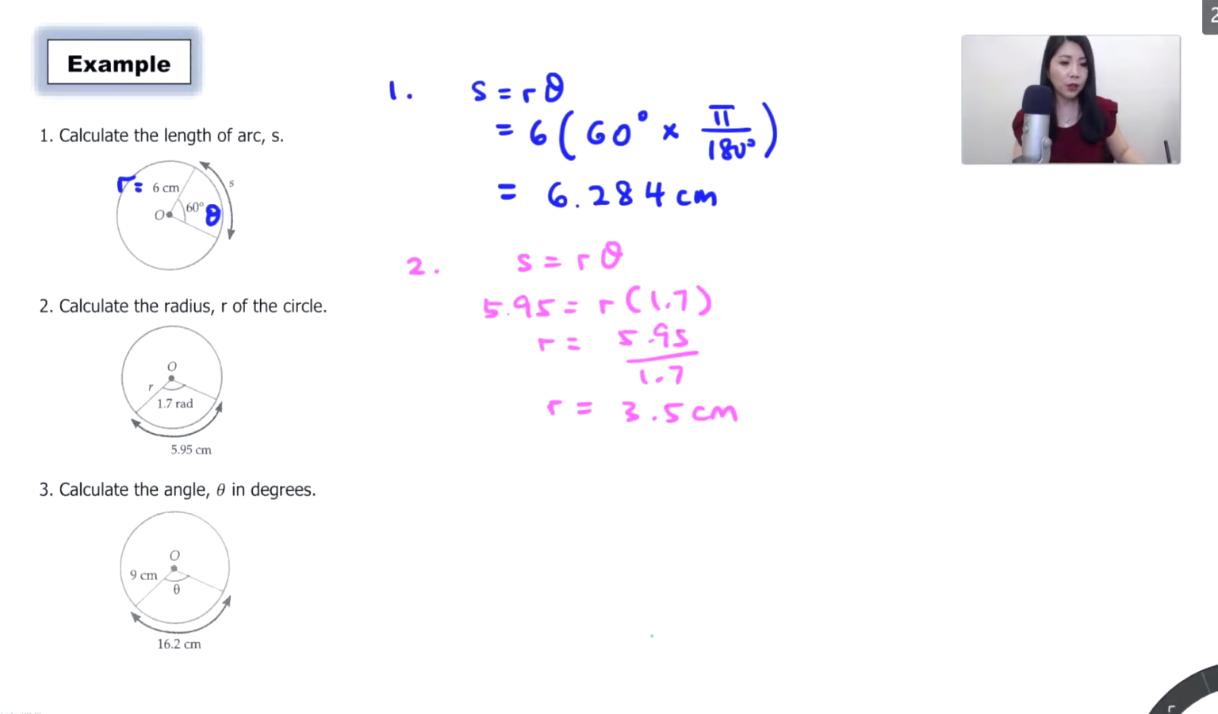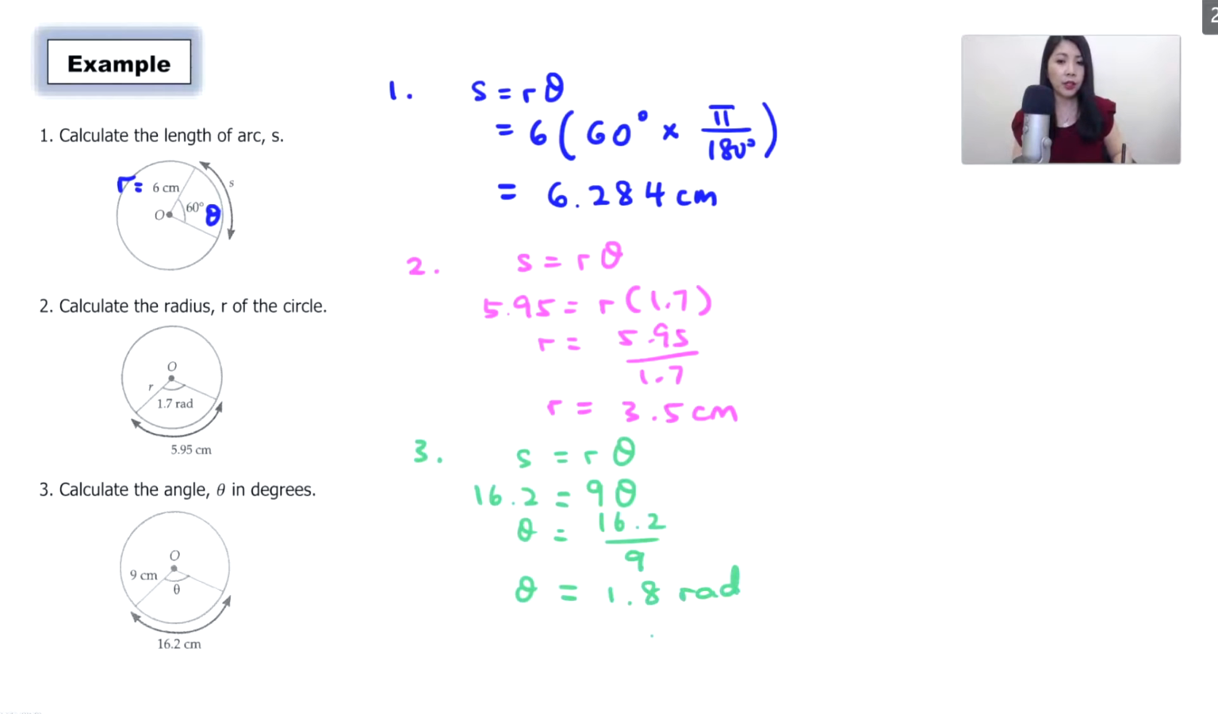Okay, now let's solve question number 3. Calculate the angle theta in degrees. So theta is unknown. We're going to use the same formula, S equals r theta. So S is 16.2, r is 9 and theta is unknown. To find theta, I'm going to use 16.2 divided by 9, so we'll get 1.8. This is in radians.